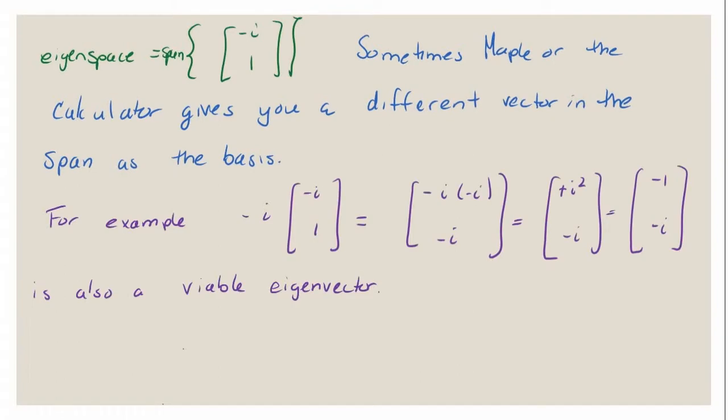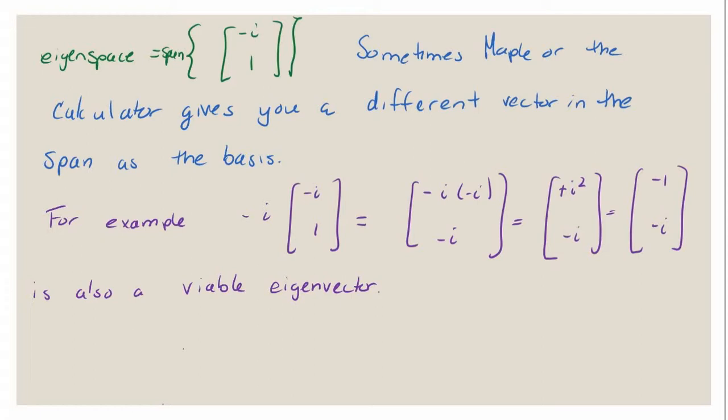If I take any multiple of the basis vector that I have, it is also a viable eigenvector. So for example, minus i times this vector gives me an entirely different looking vector, which you might look in the back of the book and say, oh, my answer is different than the answer that is in the back of the book or on Maple, but it really is not.